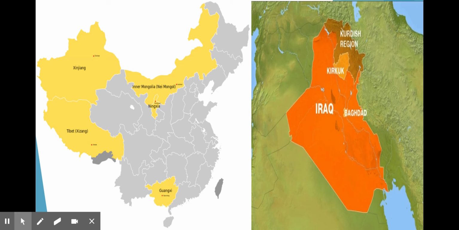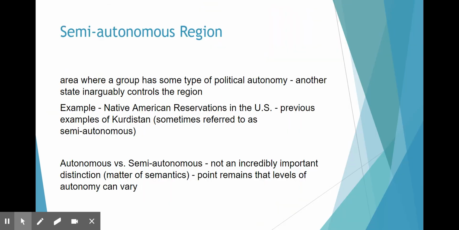And the map on the right has to do with the region of Kurdistan, which is in northern Iraq and parts of Syria, Iran, and Turkey. Kurdistan is interesting because sometimes it's referred to as autonomous, and sometimes it's referred to as this other term that we have called semi-autonomous region. So this is an area where a group has some type of political autonomy, less than what we would say in an autonomous region. Another state inarguably controls the region, but they do have limited political powers. A classic example of semi-autonomous regions are Native American reservations in the US.